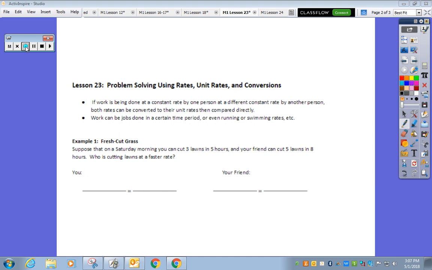So basically what this is saying is we are going to be given a rate for two different things, and we're going to bring it down to its unit rate in order to compare them. So how much it is for one of something.